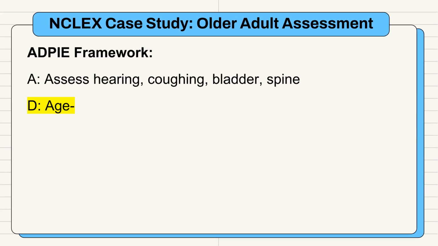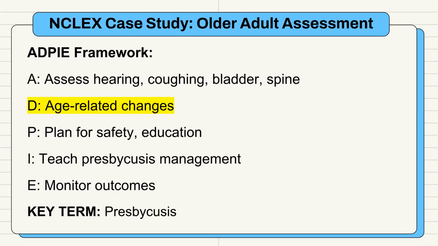Diagnosis, D. Based on our assessment, we identify age-related changes affecting hearing, respiratory function, bladder capacity, and musculoskeletal health. These are expected physiological shifts, but they impact Mrs. Jones' daily life and safety.